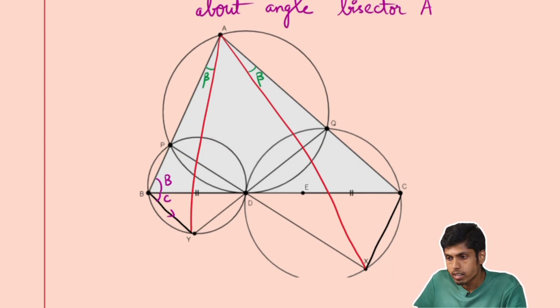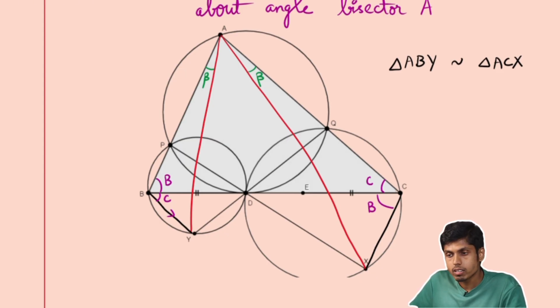Similarly, the angle at C will be C and angle BCX will be B, as AB is parallel to CX. Therefore, angle ACX will also be B plus C. Hence, we get that triangle ABY is similar to triangle ACX because one triangle contains beta and B plus C, and the other triangle contains beta and B plus C. This is AA similarity. Therefore, we get BY upon CX is equal to AB upon AC.